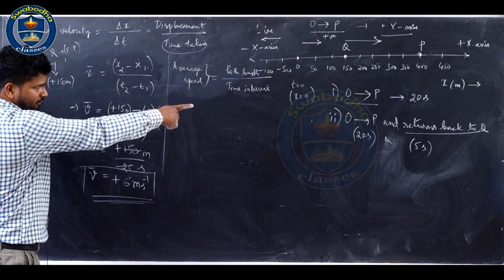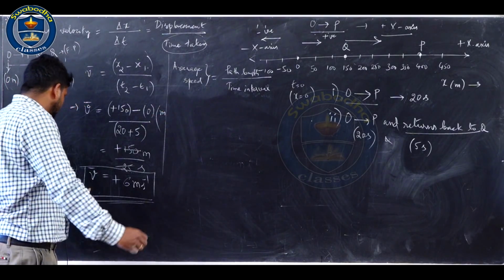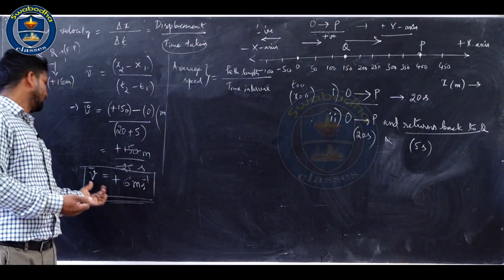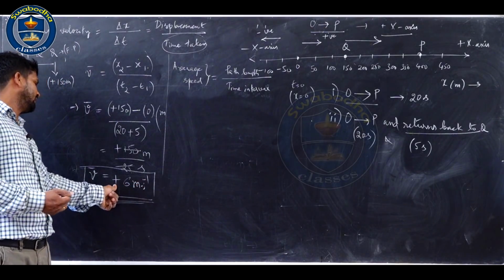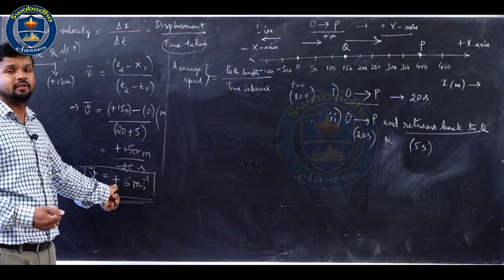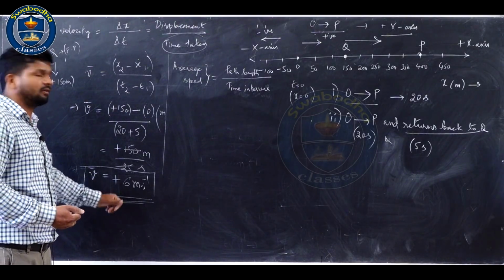In the second case, that is the car moves from O to P and back to Q, the average velocity is plus 6 meter per second. The magnitude of average velocity is 6 meter per second and the direction is in the positive x direction, or the forward direction.